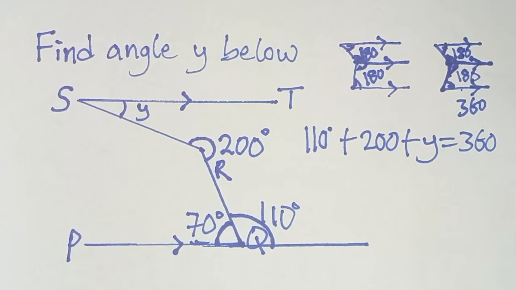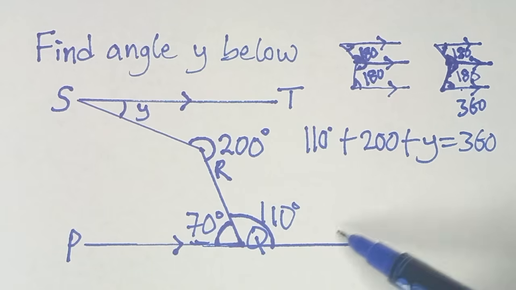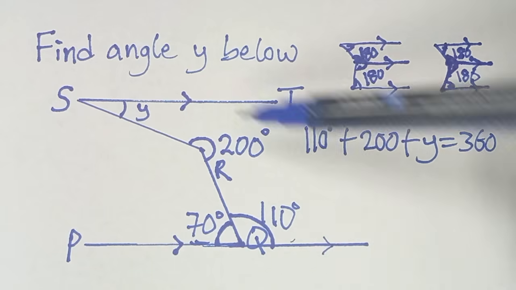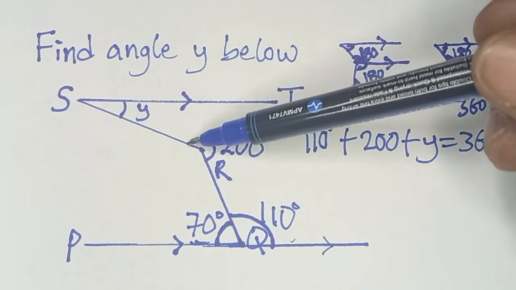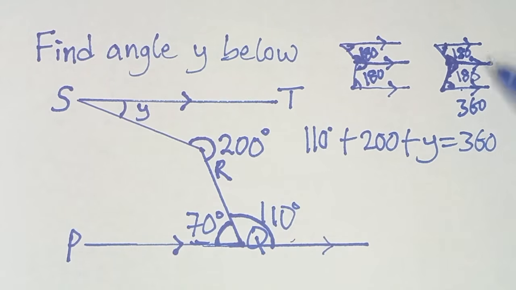So the sum of these three angles together gives us 360 degrees. So you can see the reason now why, if you have three angles between two parallel lines, one angle, then two angle, and then the third angle, the three angles add up to give 360, because we have double co-interior angles.